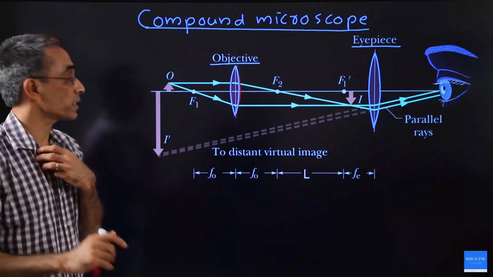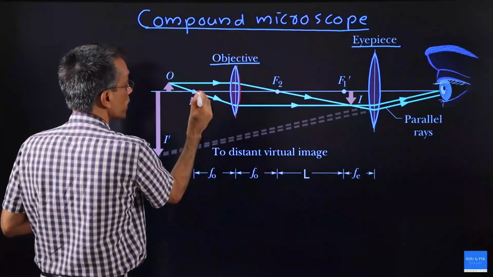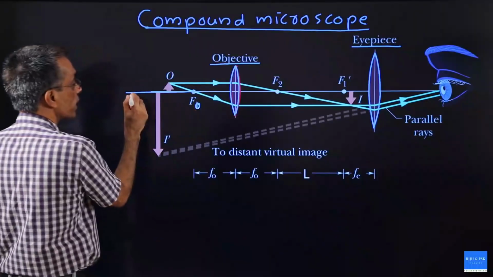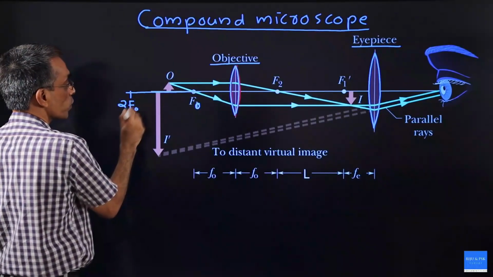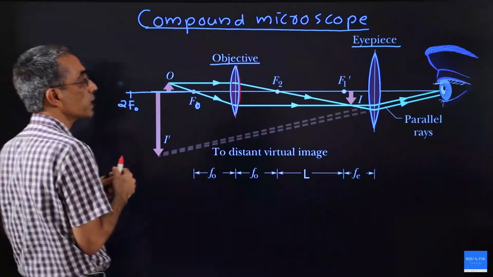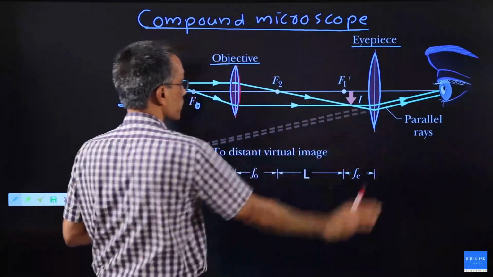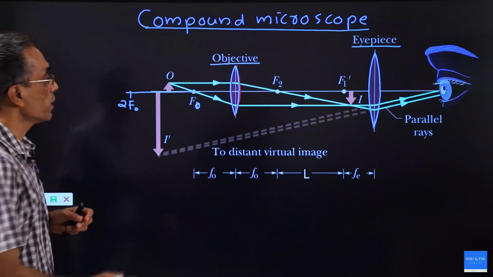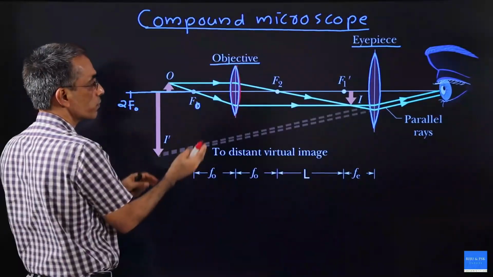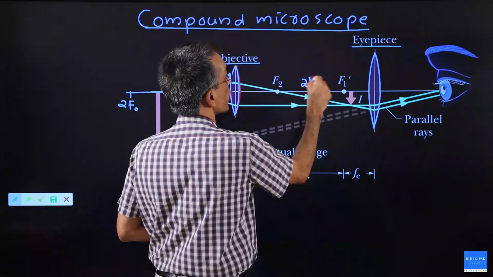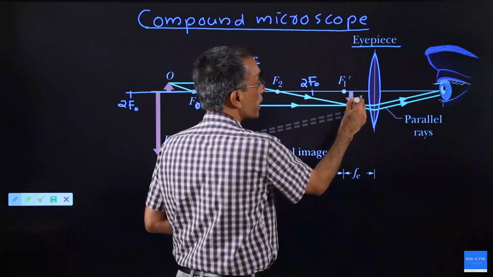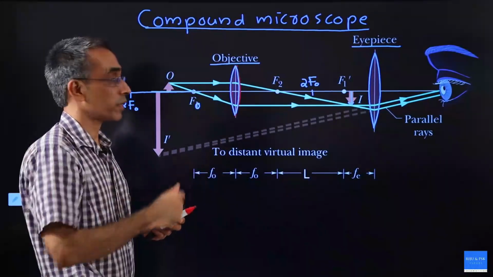Where is the object placed? The object is placed here. Normally, this point is the focus of the objective lens. We will keep it between f and 2f of the objective. The object is placed between f and 2f of the objective, so naturally the image will be created beyond 2f here. So the first lens, called the objective lens, has the object between f and 2f. The image is created beyond 2f of the objective, and that image, as you studied earlier, is inverted and real.